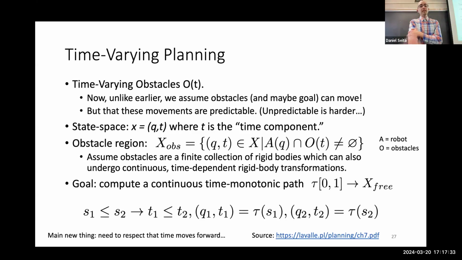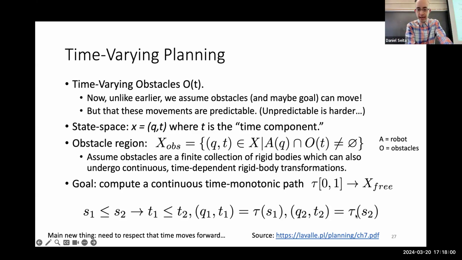Yeah, and then this time the goal is to compute a continuous time monotonic path. So again, remember that we often write tau from 0 to 1 because you can normalize your time to go from 0 to 1. And then the path must at every single time step map the robot to be in the free space.